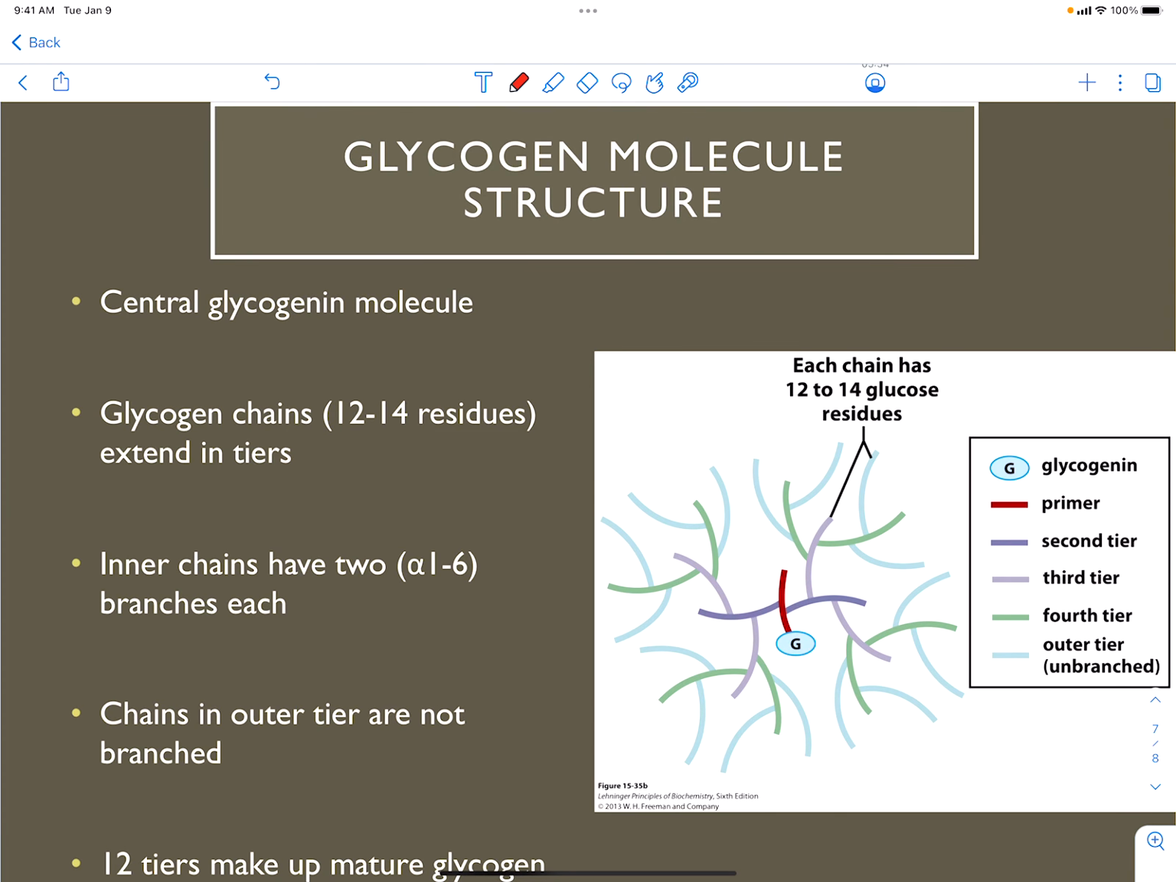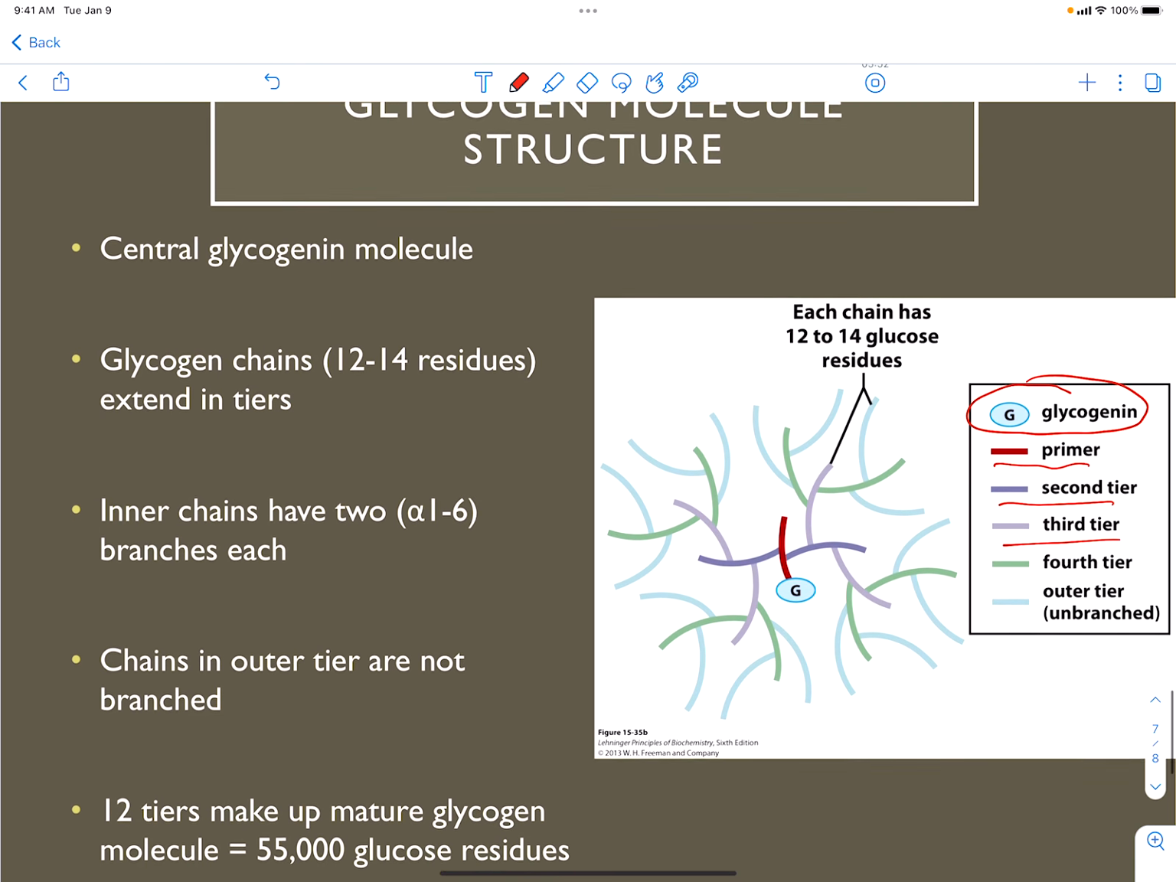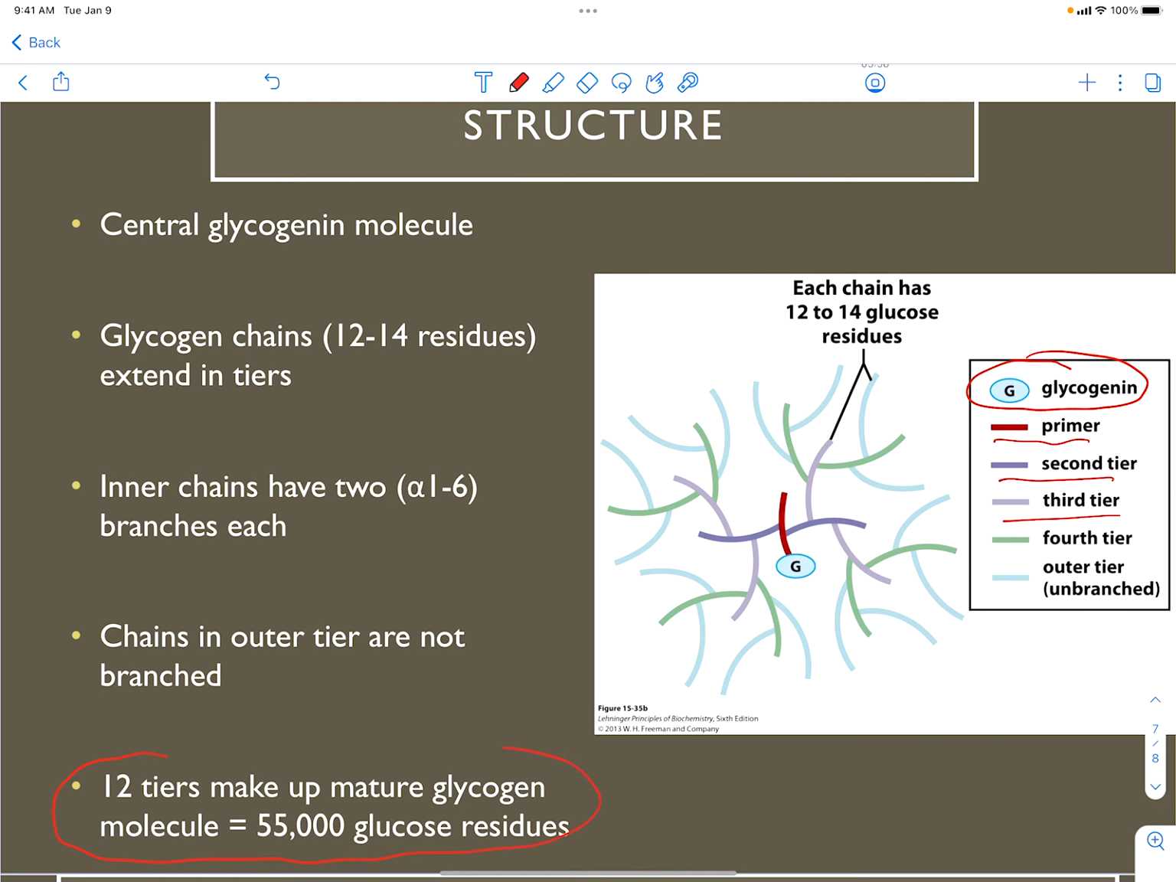Now the molecule overall will have a central glycogenin. So every time your cell wants to make a new glycogen molecule, it has to start with glycogenin as a primer. And then it'll have different tiers. So you'll have your primary tier, second tier, third tier, etc. And you're going to continue to branch to make additional tiers. There's up to 12 tiers on a mature glycogen molecule, which means it'll have about 55,000 glucose residues. Now on the outer tier, these chains are not going to be branched, so these are simply going to be the non-reducing ends that will be broken down by your phosphorylase enzymes.